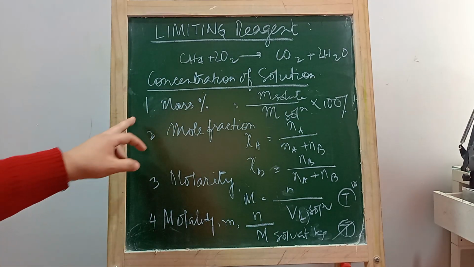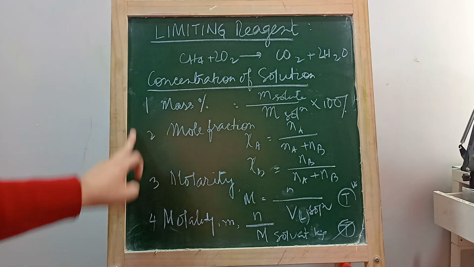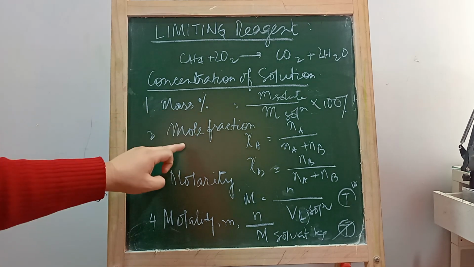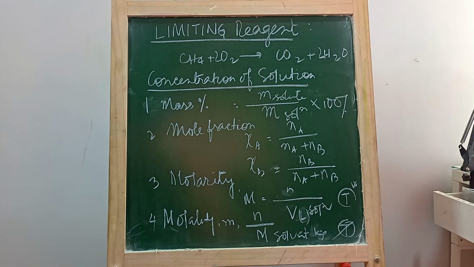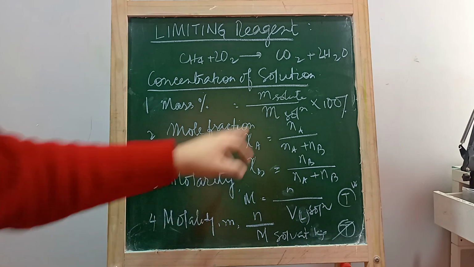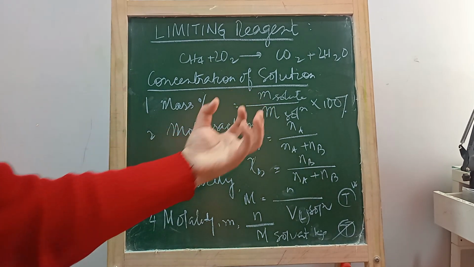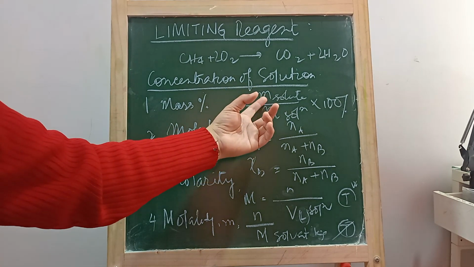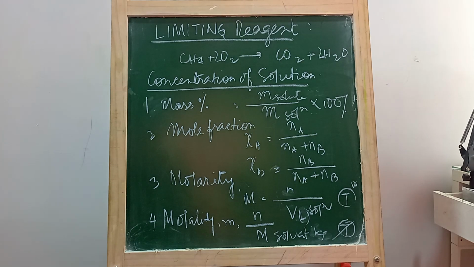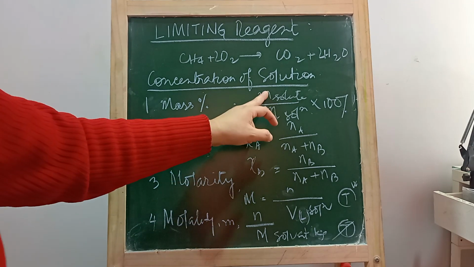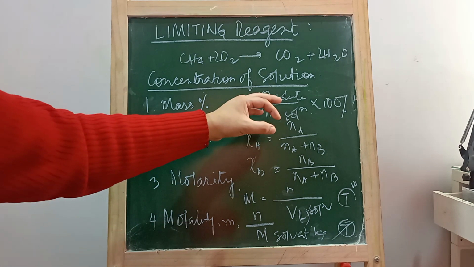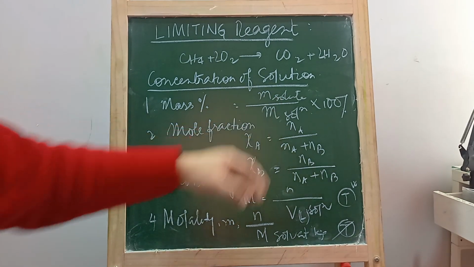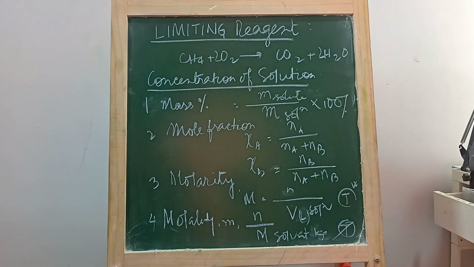According to the textbook, we can express it in four different ways. It's called mass percent, mole fraction, molarity, and molality. What is mass percent? It is defined as the percentage of the mass of the solid with respect to the mass of the solution.